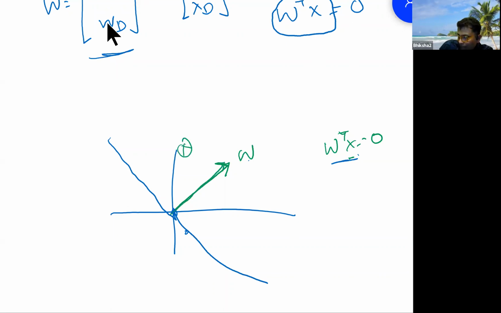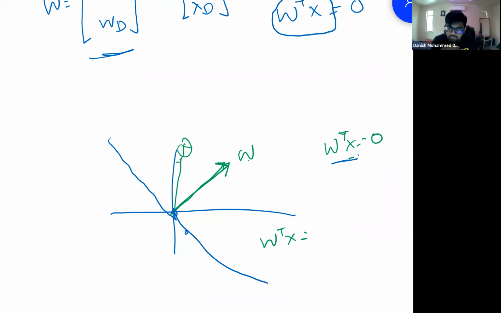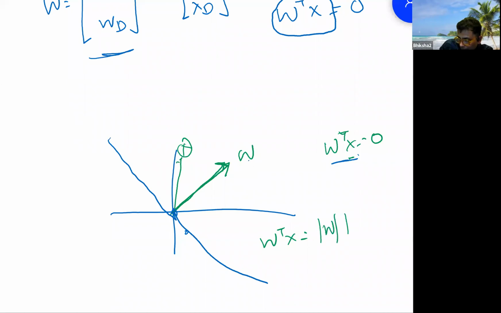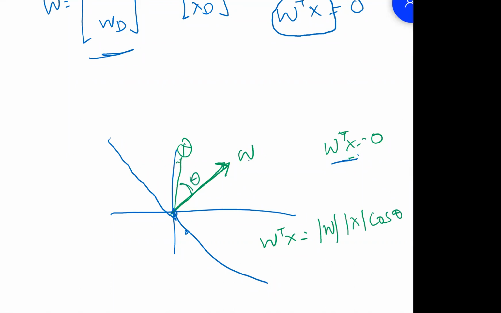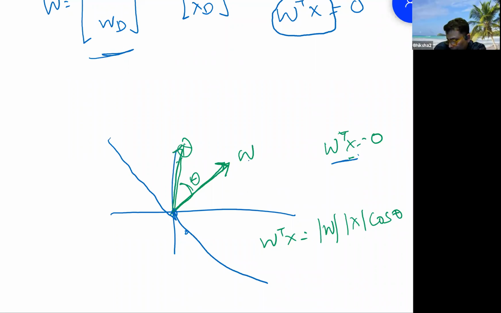But then what if a point is on this side of the plane, the same side as the weights? Now, if the point is not orthogonal, what is W transpose X in this case? Anyone? It's positive. Yeah, but what's the value? It's going to be mod W, mod X, cos theta, correct? Where this is the theta. The theta is the angle between the vector and the weight vector. So if you have some input over here on the same side as W, these are of course positive numbers. Cos theta is going to be positive. So W transpose X is going to be greater than 0.